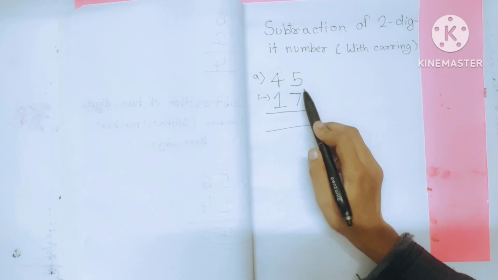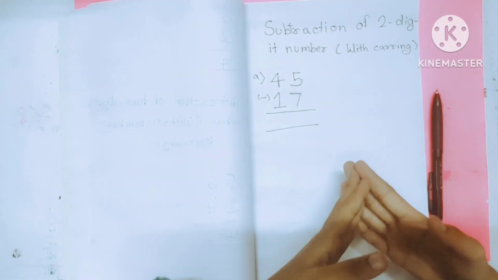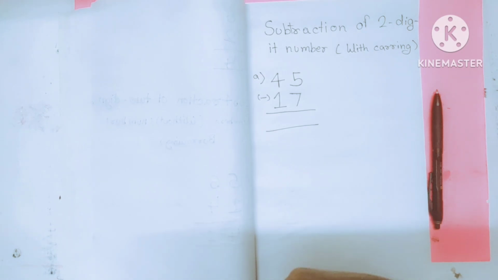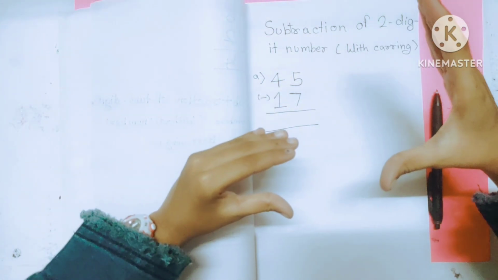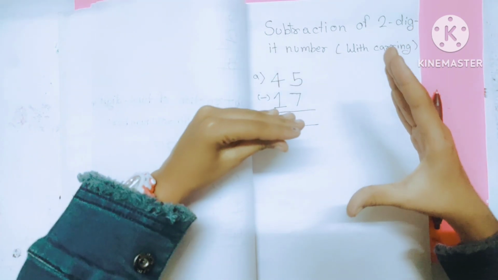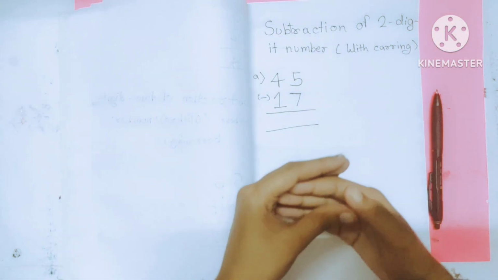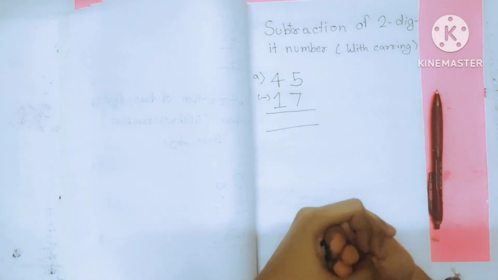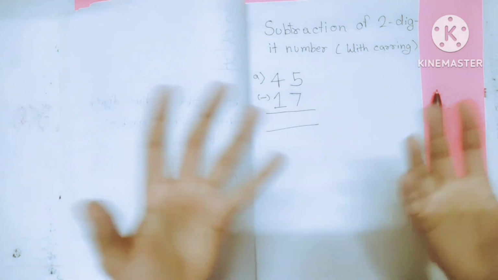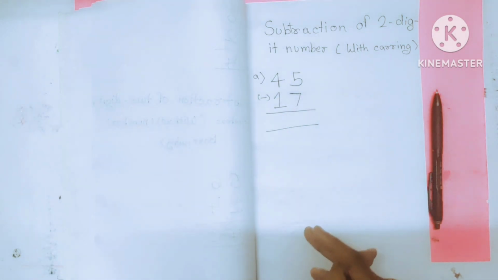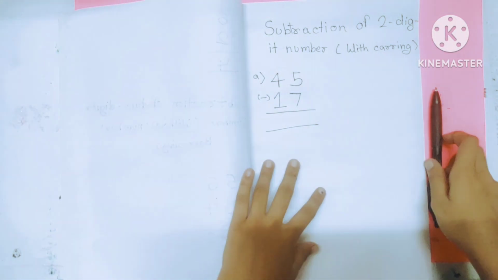5 subtracted by 7. Could we subtract 7 from 5? No, we can't, because 5 is smaller and 7 is greater. 5 is weaker than 7. How could we subtract it? 5 doesn't have the same value or more than 7, but it has less. So what do we have to do?